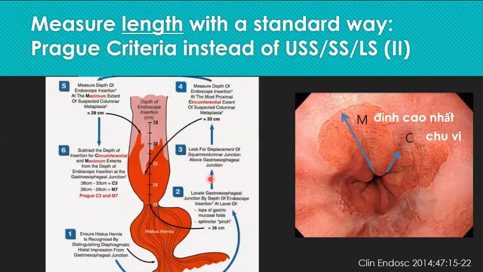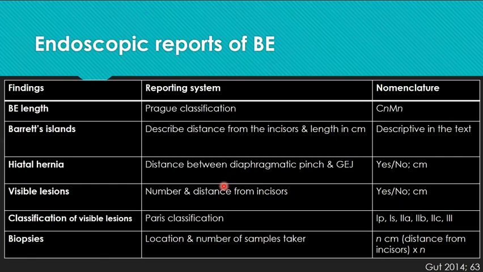And thankfully, I do thank the Prague or PREG criteria. The Prague criteria are about the length, whether this is a long segment or short segment. So far, I only trust the Prague criteria. So I hope all our doctors in Vietnam also practice the Prague criteria in order to get the length of Barrett esophagus. So this is our responsibility. For me, anytime I diagnose Barrett esophagus, I sit down at the table and follow all this for about 5 minutes, because this is important.